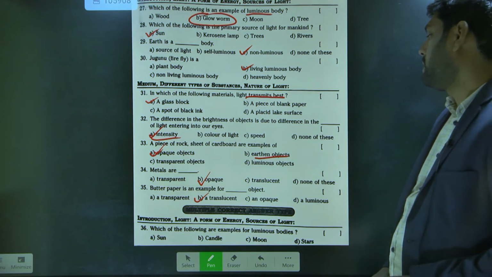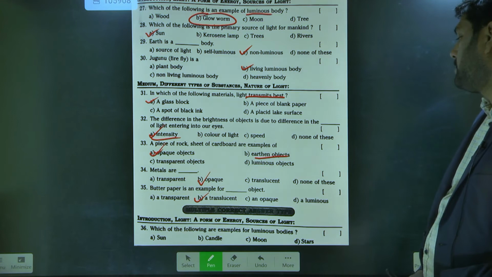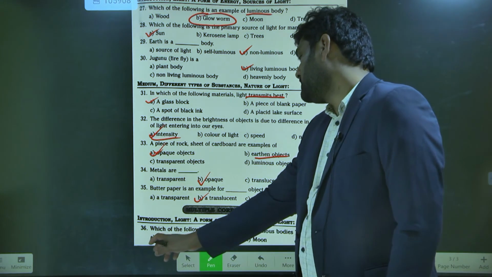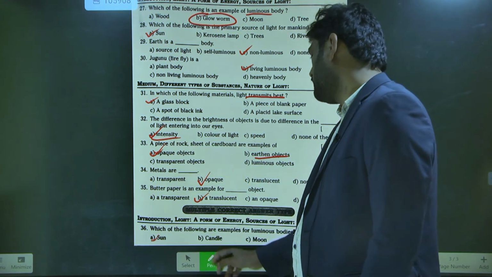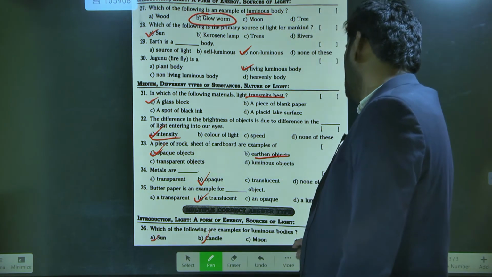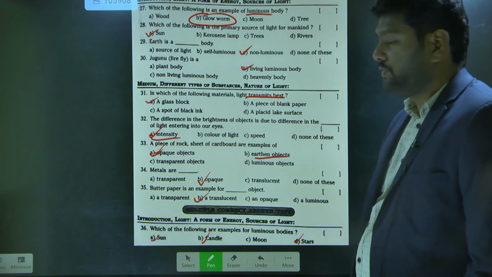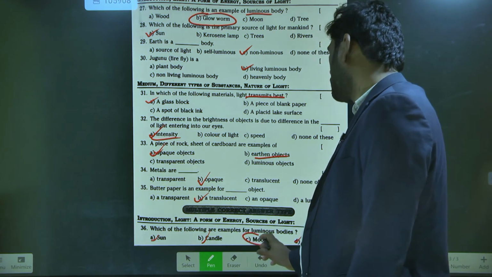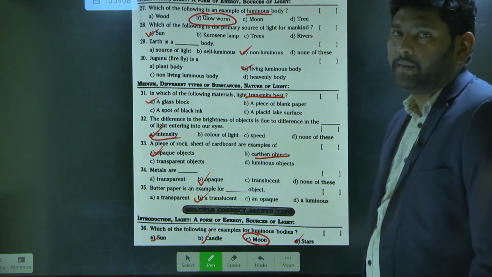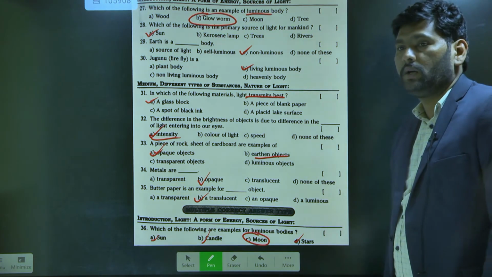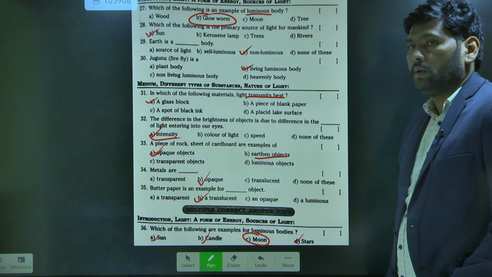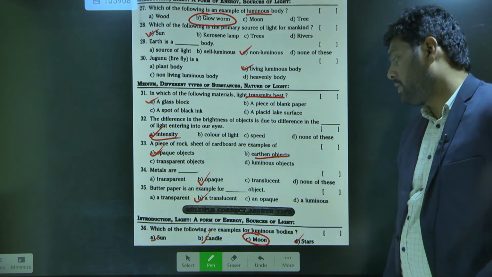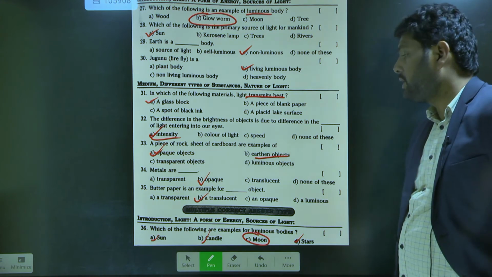Which of the following are examples of luminous bodies? So the answer is what? Luminous bodies: the sun will come, the candle will come, even stars also come. These are self-luminous bodies. The moon is not a luminous body, it is not a self-luminous body. So the answer is A, B, D.